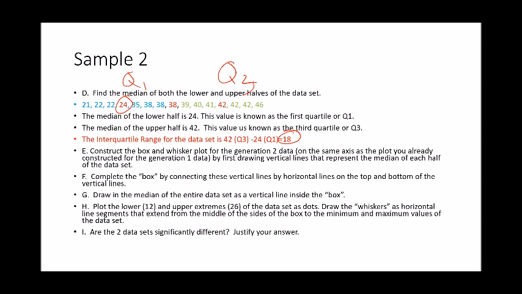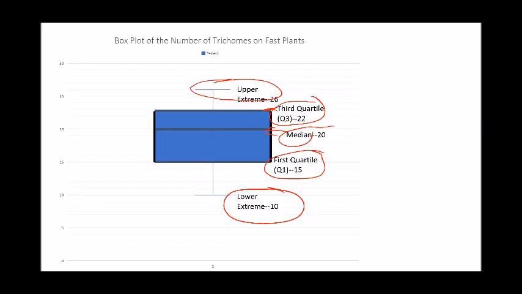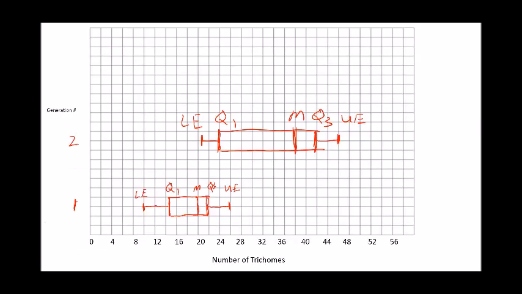So if we go a little further, we've got some questions here to answer. Are the two data sets significantly different, and justify your answer? So the way you want to look at that is do the boxes overlap? And notice that this box does not overlap at all with this box. So if the boxes don't overlap at all, we can say there's a good chance that these two sets of data are statistically significantly different from each other. They're different in a statistically significant way.